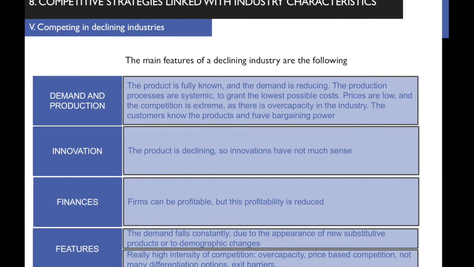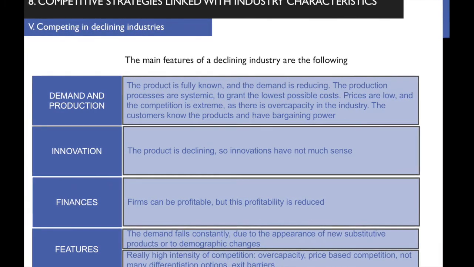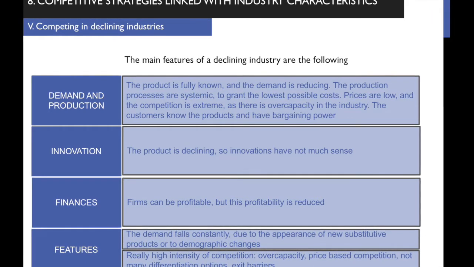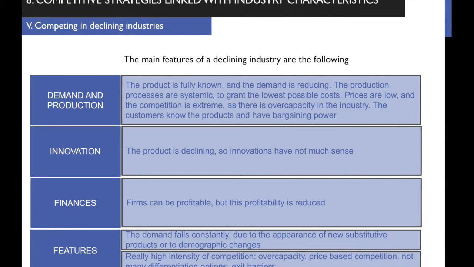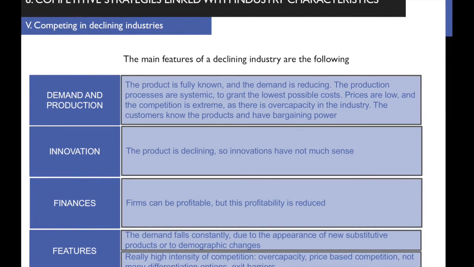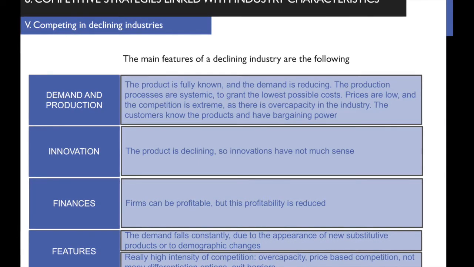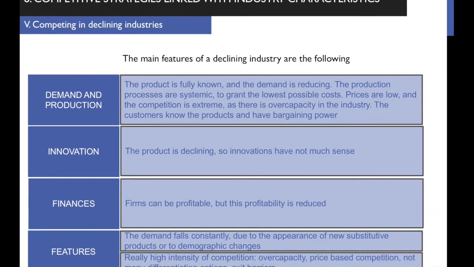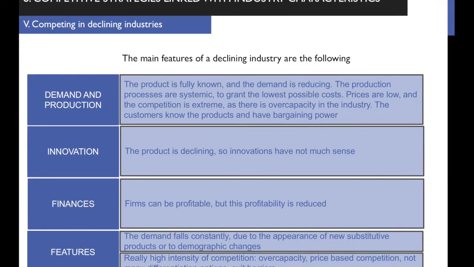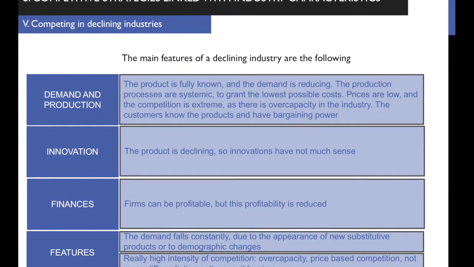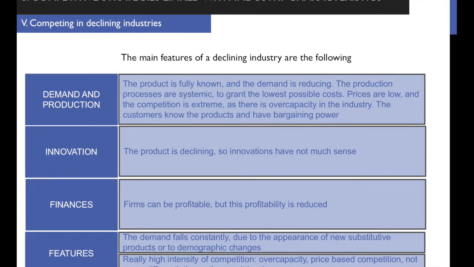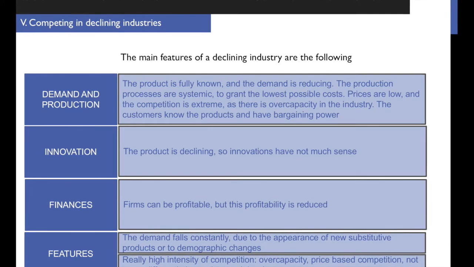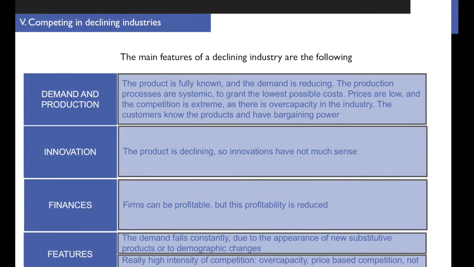Well, it is possible. A limited degree of profitability, but on the other hand, decline doesn't mean that the industry is going to disappear tomorrow. There are industries which have been declining for years and years and are still there selling units of their products. So you can keep an adequate level of profitability inside decline.